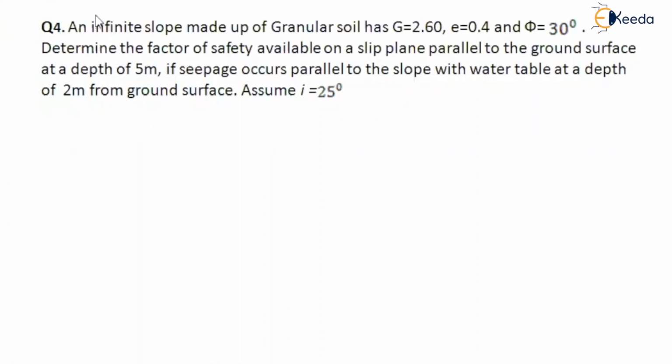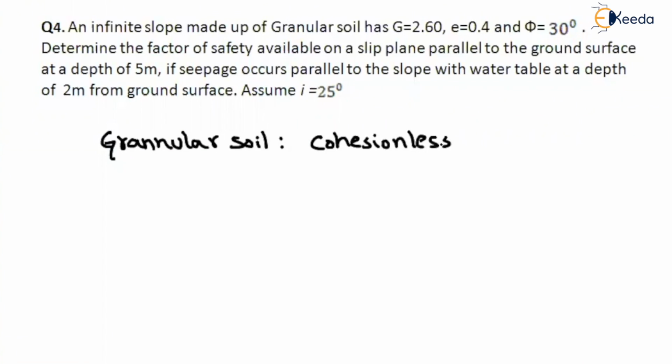So first understand the problem. What is given here? It is given that an infinite slope is made up of granular soil. It's like the previous problem: G value same, e value same, phi value same. That means only the conditions of the soil are different. So again we can call it a cohesionless soil, which means cohesion will be equal to 0.